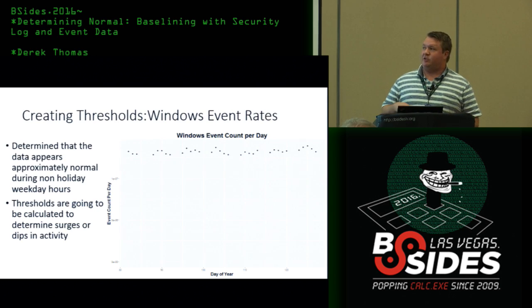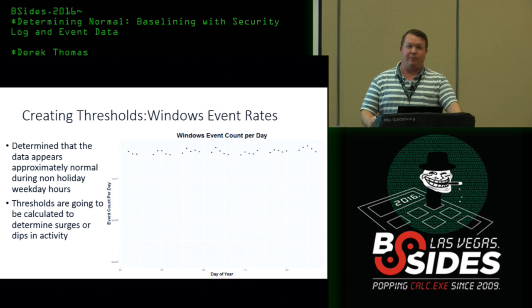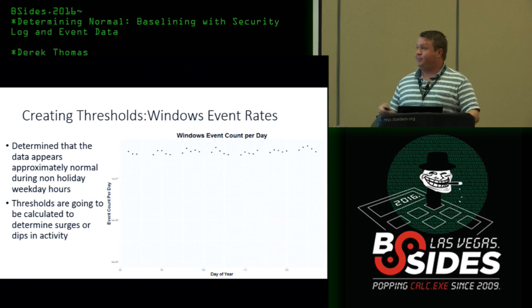So we've determined that the data appears approximately normal. We're going to be going through the exercise of baselining weekday non-holidays. You're going to have to analyze the weekend data separately. You go through similar methods, but you'd have far less data because you'd have to use 15 weeks' worth of data to collect that.